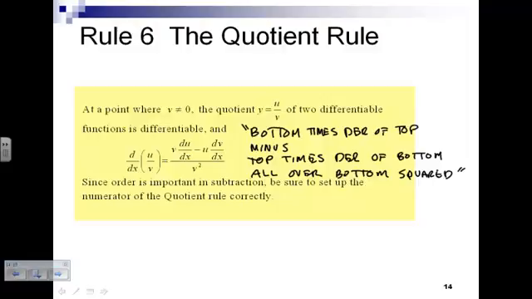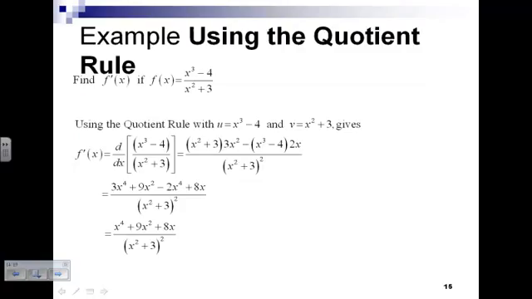Are we ready to do an example of this kind of problem, using this mantra? Okay, so there is our function. It's in the form of u over v. U is a function of x, v is a function of x. And we are asked to find the derivative.